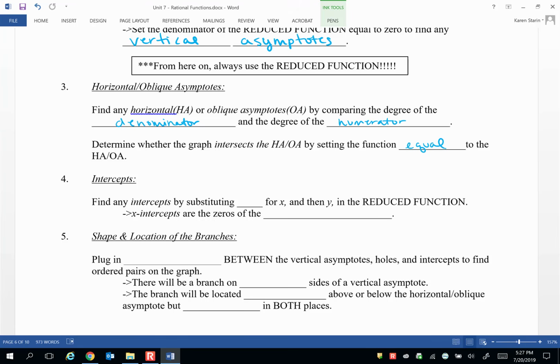And then intercepts. Well, we know how to find x and y intercepts. We first substitute 0 for x to find the y-intercept, and then 0 for y to find the x-intercept. But really, for the x-intercept, we just have to look at the zeros of the numerator.